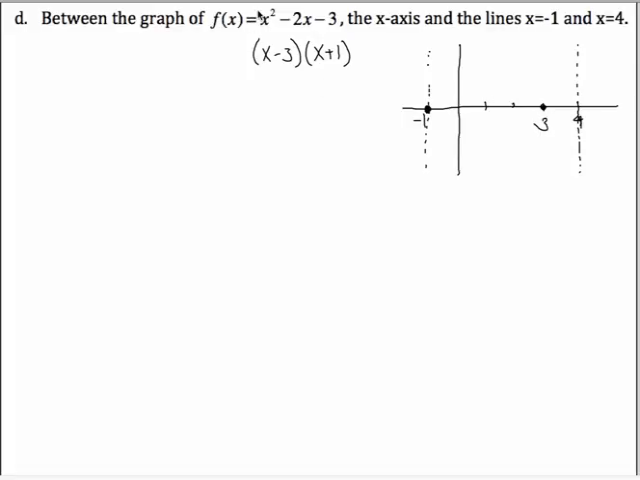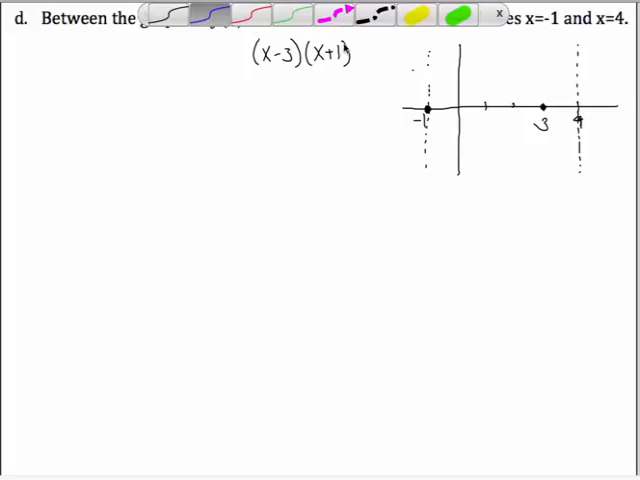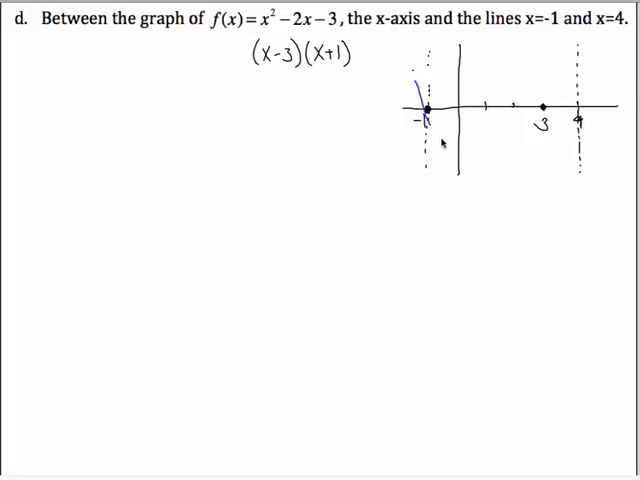And I know the a value, the leading coefficient, is positive, so it's going to open up. I'm not trying to be really accurate here. I'm just trying to show you what it looks like. So let me change the color, maybe. So something like that.